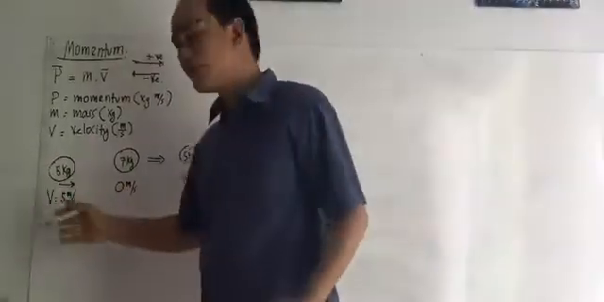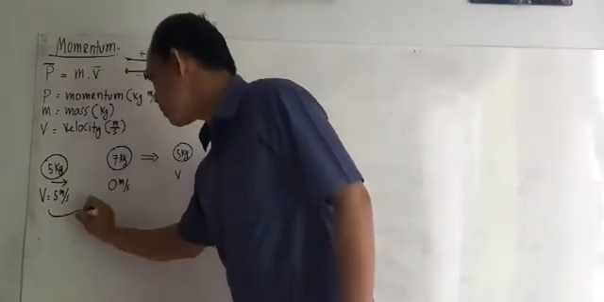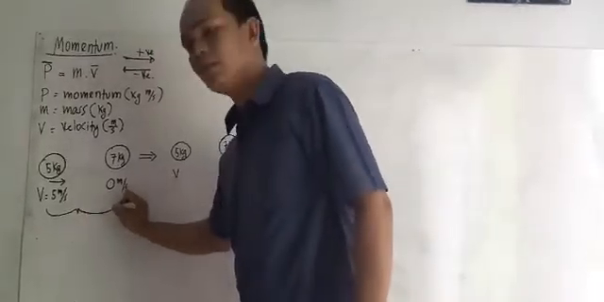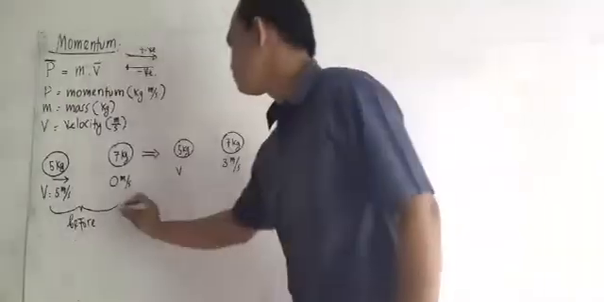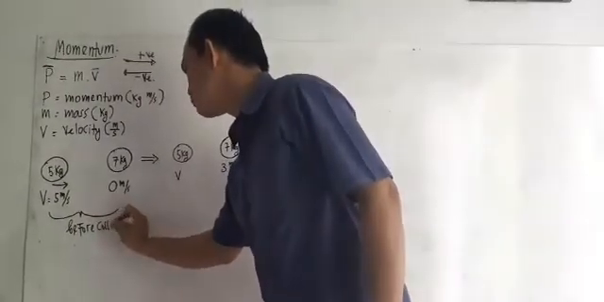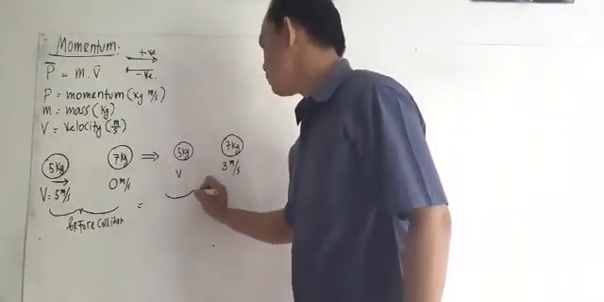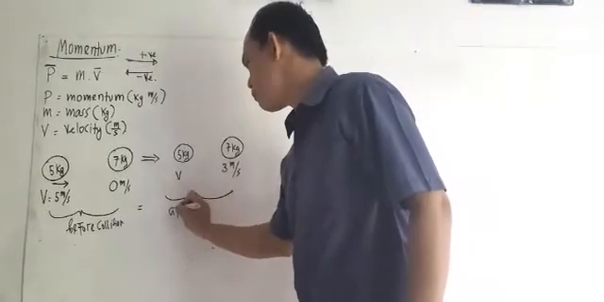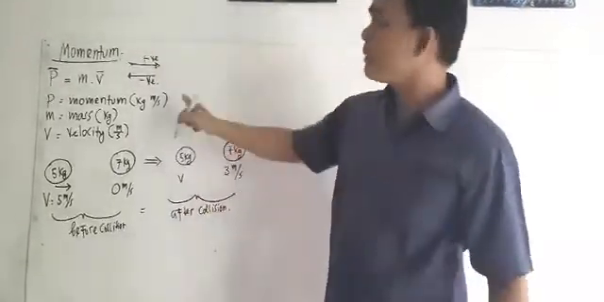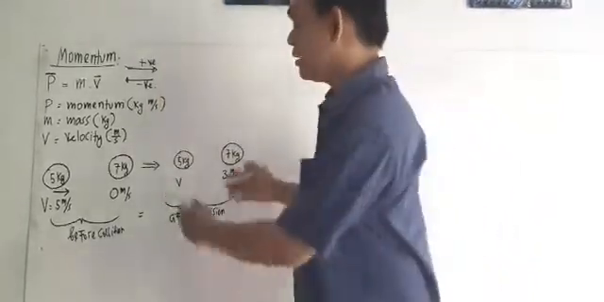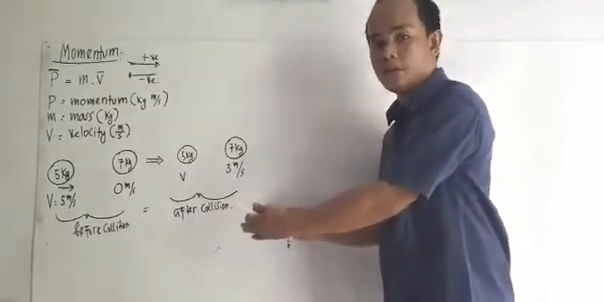What does conserved mean? Conserved means that the momentum before the collision is equal to the momentum after the collision. Okay? Remember that the momentum is conserved. Conserved means the momentum before the collision is equal to the momentum after the collision.